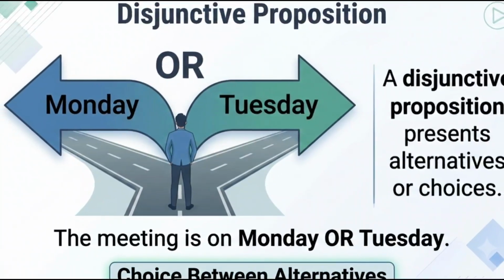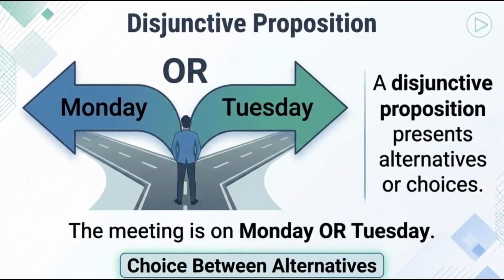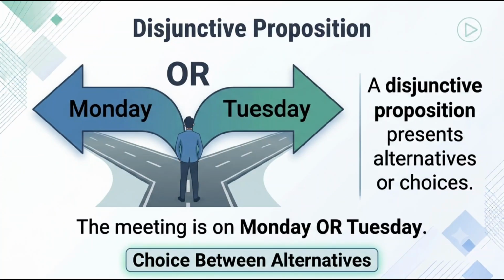A disjunctive proposition presents two or more alternatives using the word or. For example, the meeting is on Monday or Tuesday. It gives choice rather than condition. Disjunctive propositions are commonly used in logical reasoning and decision making.